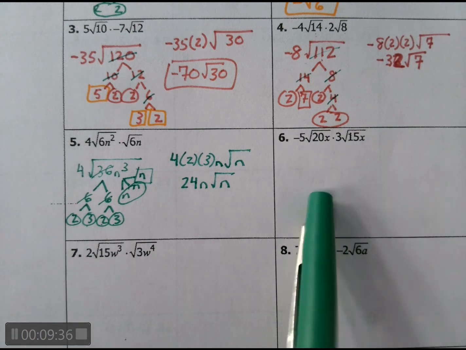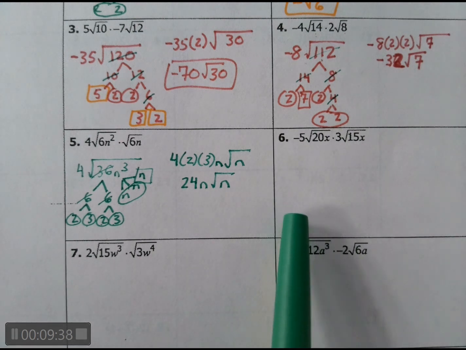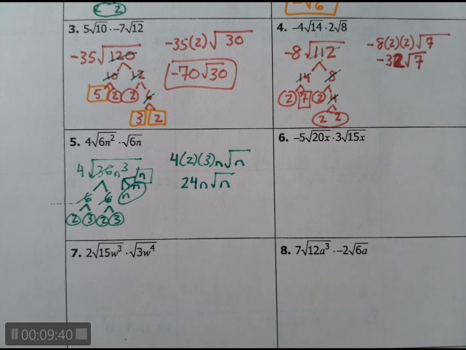I'm going to try number 6 with you guys, but then I want you guys to do 7, 8, 9, and 10. Actually, I'll do 9 with you guys. Alright? And then you guys will do 10. Okie dokie. So, I'm doing 6, and then you guys are doing 7, 8, and 9. No, sorry, 7, 8, and 10.